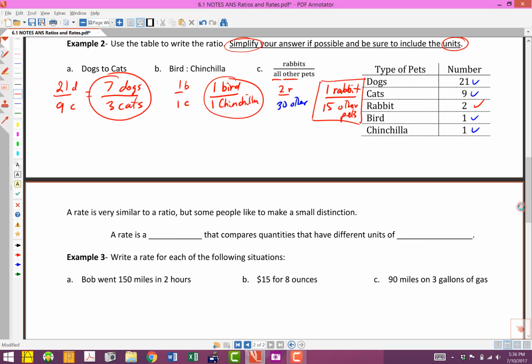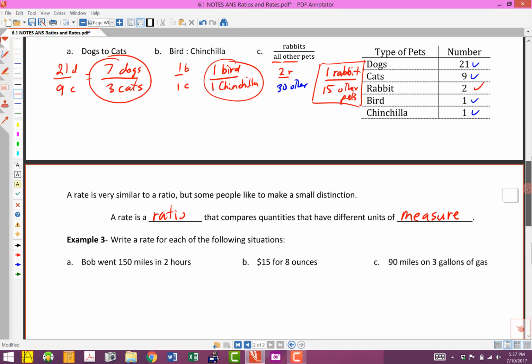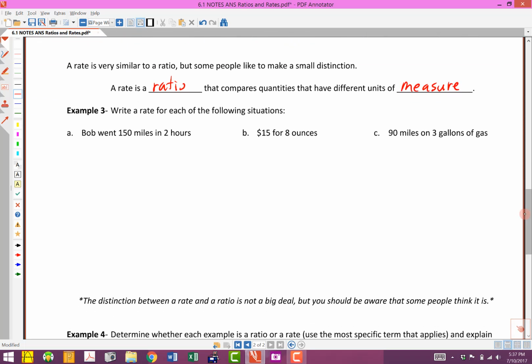Okay, now let's talk about a rate. Now, a rate is very, very similar to a ratio. There are some people that make a small distinction, and we're going to talk about that small distinction. So a rate is a ratio that compares quantities that have different units of measure. Now I'm going to show you what those different units of measure mean here in just a second, and I think you'll get why some people think there's a big distinction between these and some think it's just kind of a minor deal. So let's take a look at this one right here.